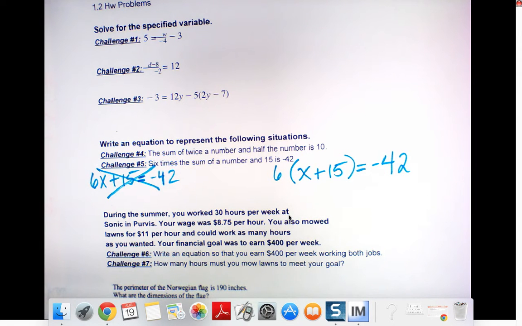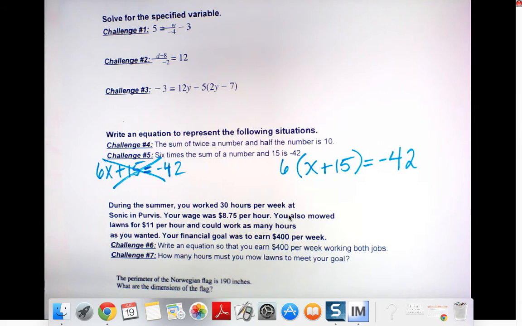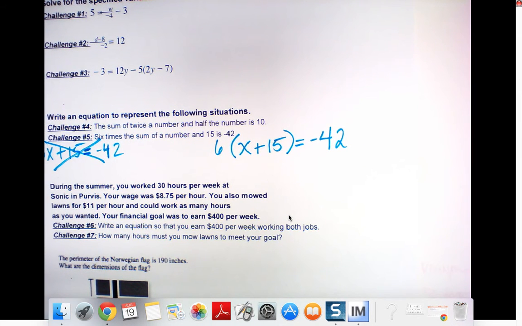All right, the next one. During the summer, you worked 30 hours per week at Sonic in Purvis. Your wage was $8.75 per hour. You also mowed lawns for $11 per hour and could work as many hours as you wanted. Your financial goal was to earn $400 per week. So challenge 6 is to write an equation so that you earn $400 per week working both jobs. Okay?